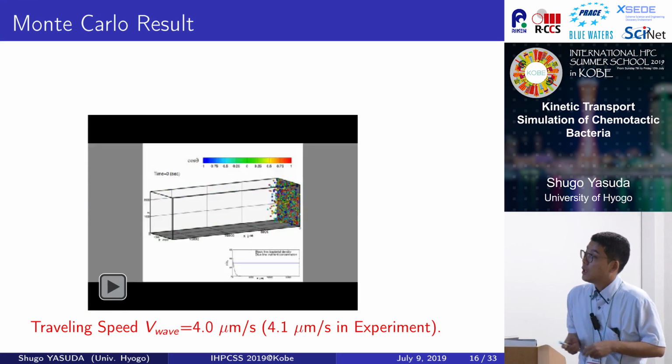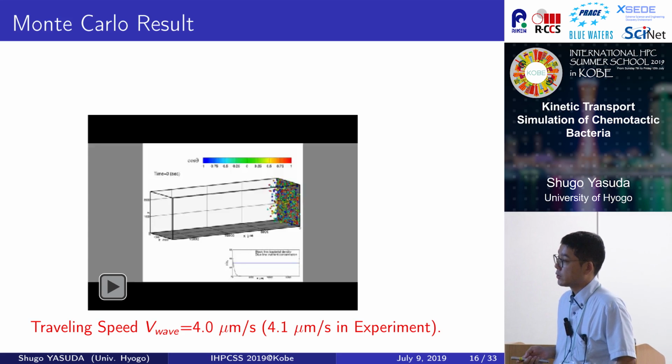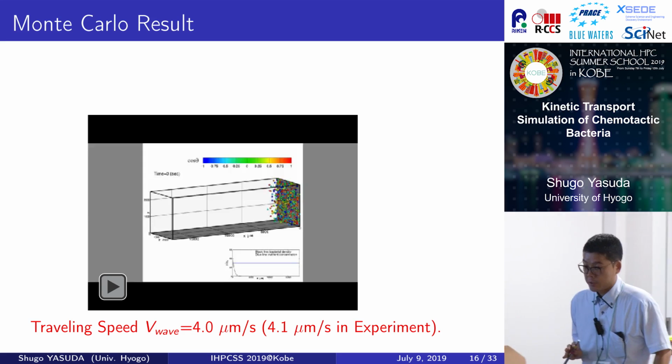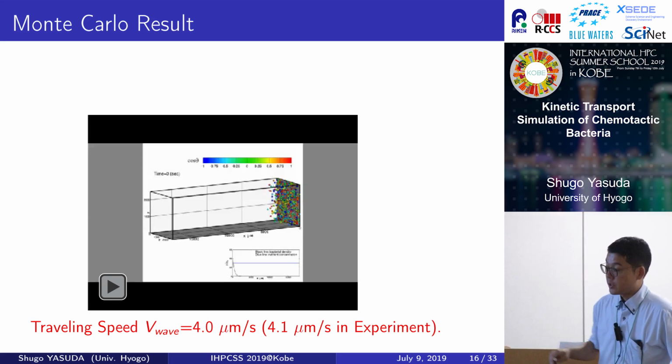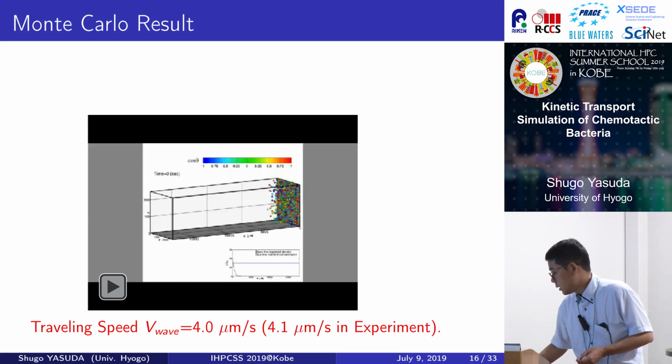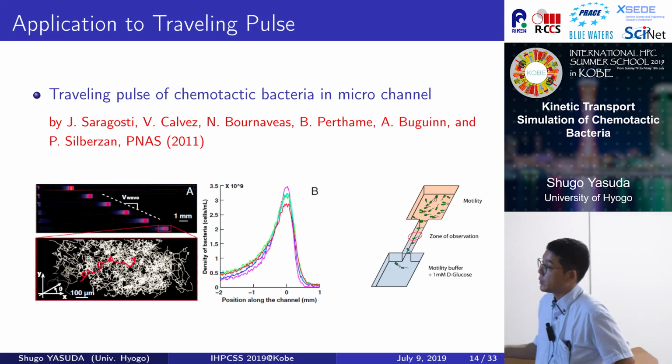So in this simulation, we can estimate the traveling speed, 4 micrometers per second. And this traveling speed is very close to the experimental result. And also the profile of population density, the profile of the pulse, is also similar to this experimental result.